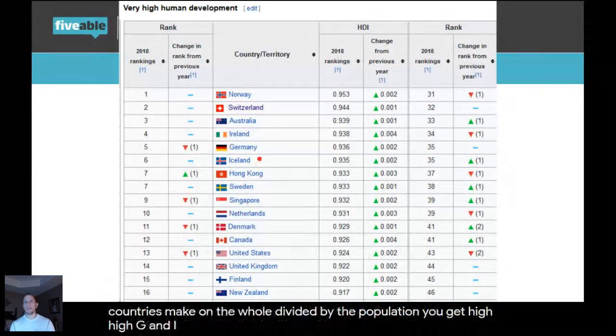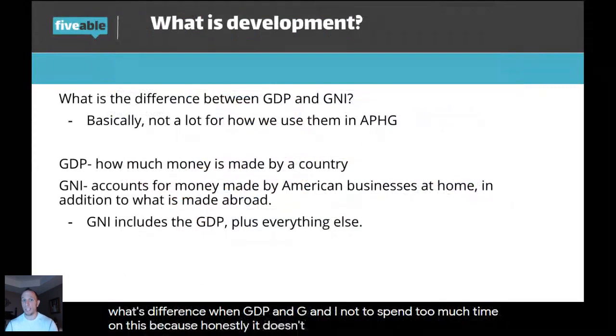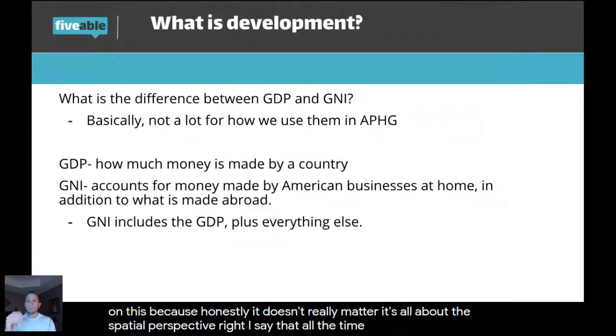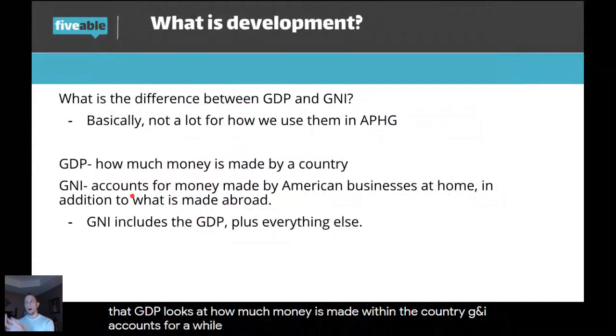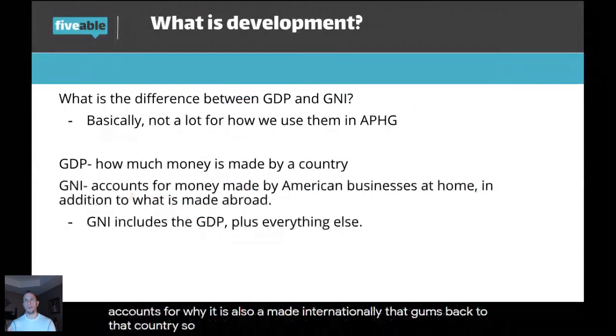So basically, what is the difference between GDP and GNI? Not to spend too much time on this, because honestly, it doesn't really matter. It's all about the spatial perspective, right? I say that all the time. But the main difference here is that GDP looks at how much money is made within the country. GNI accounts for what is also made internationally that comes back to that country. So the difference is not going to be big enough to count.